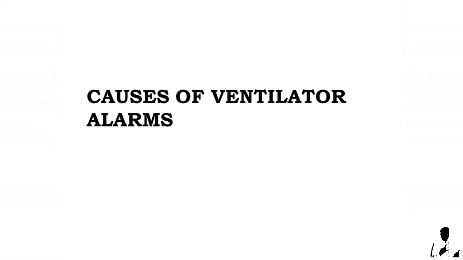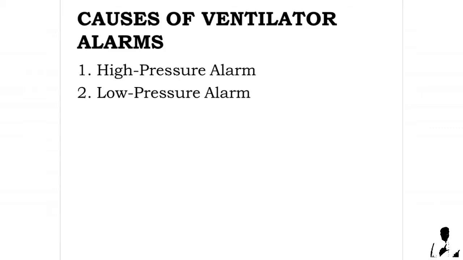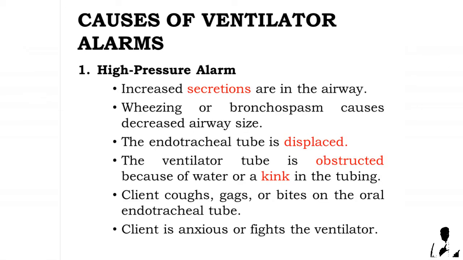We have 2 types of alarms that cause ventilator alarms, and these are high pressure alarm and low pressure alarm. 1. High pressure alarm means there are increased secretions in the airway. Wheezing or bronchospasm causes decreased airway size. The endotracheal tube is displaced. The ventilator tube is obstructed because of water or a kink in the tubing. Client coughs, gags, or bites on the oral endotracheal tube. Client is anxious or fights the ventilator.